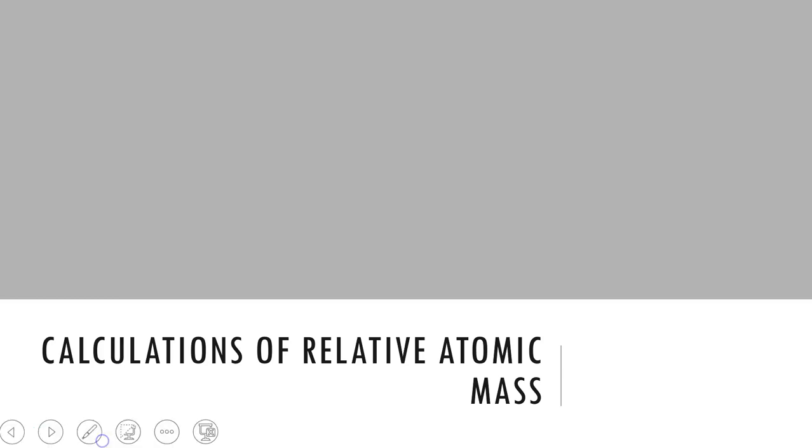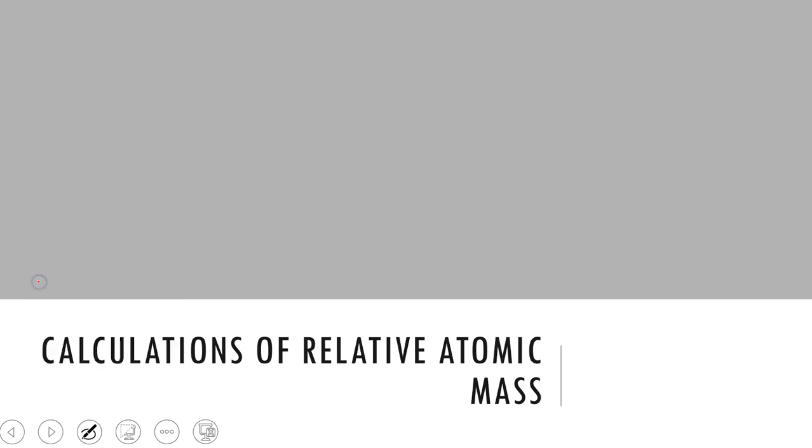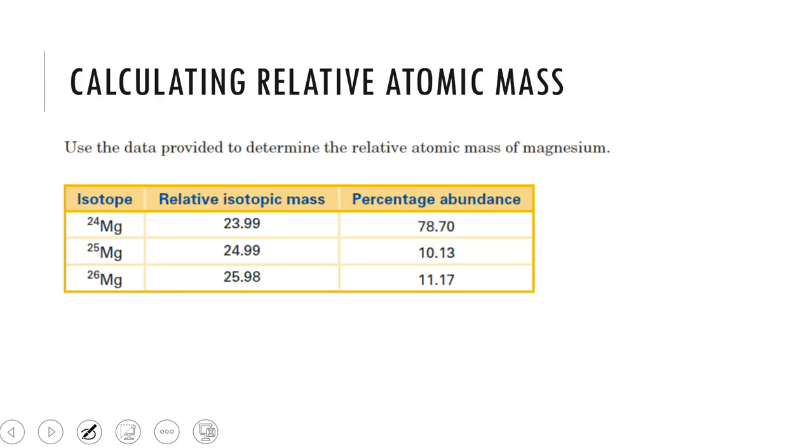Well, welcome back, and we're going to start looking at some of these calculations that we were talking about in regards to relative atomic mass. Now that we know what it is, we're going to start looking at how we actually calculate it using values from a mass spectrum and from the periodic table.